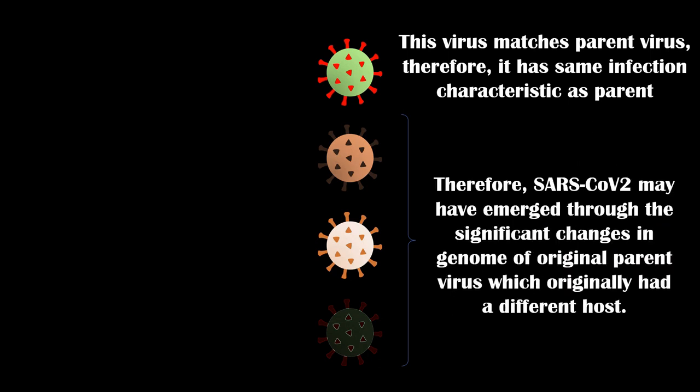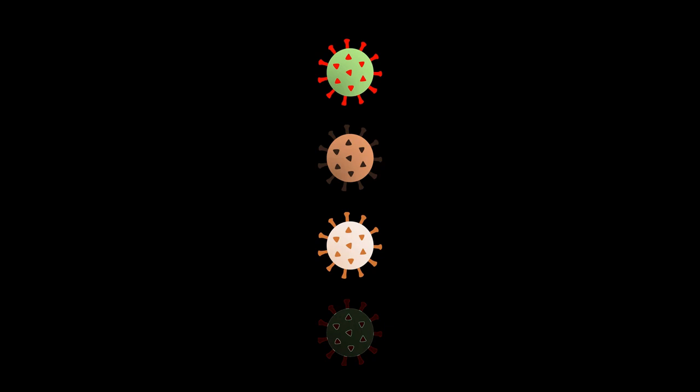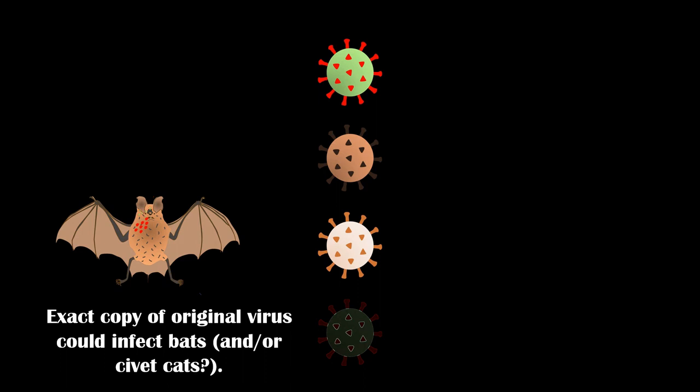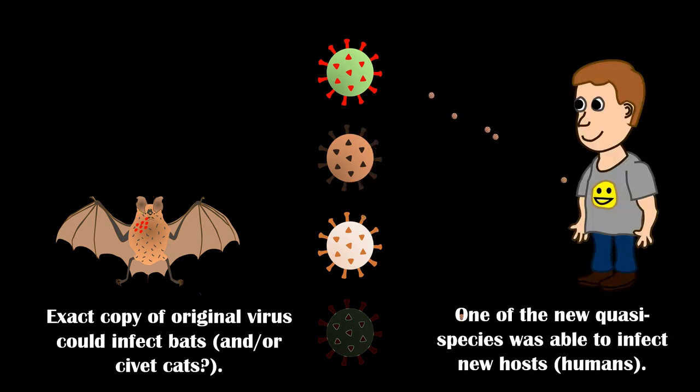Therefore, SARS coronavirus 2 may have emerged through significant changes in the genome of an original parent virus, which originally had a different host. Scientists have hypothesized that the original virus or its copies could infect bats or civet cats, but one of the quasi-species was able to infect a new host, in this case humans.